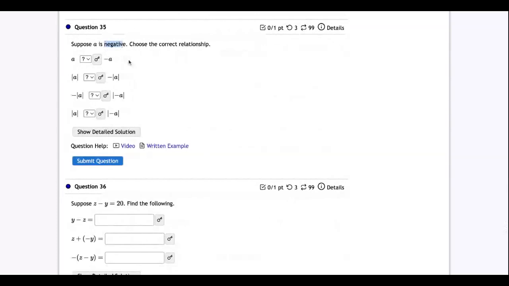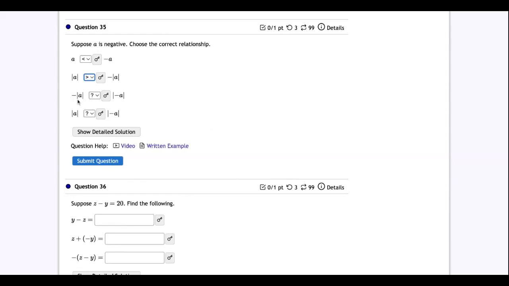A now is negative. Negative A is positive. So this has to be less than, because A is negative, but negative A is positive. Absolute value of A is positive now, even though A is negative. But this negative sign before the absolute value is forever negative, so this has to be greater than.